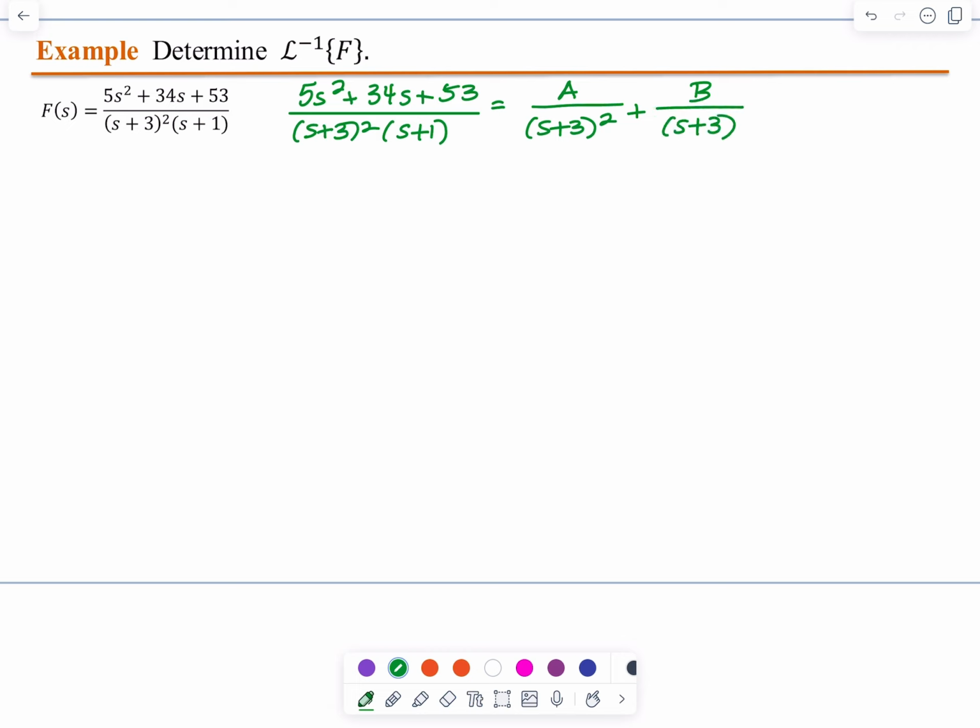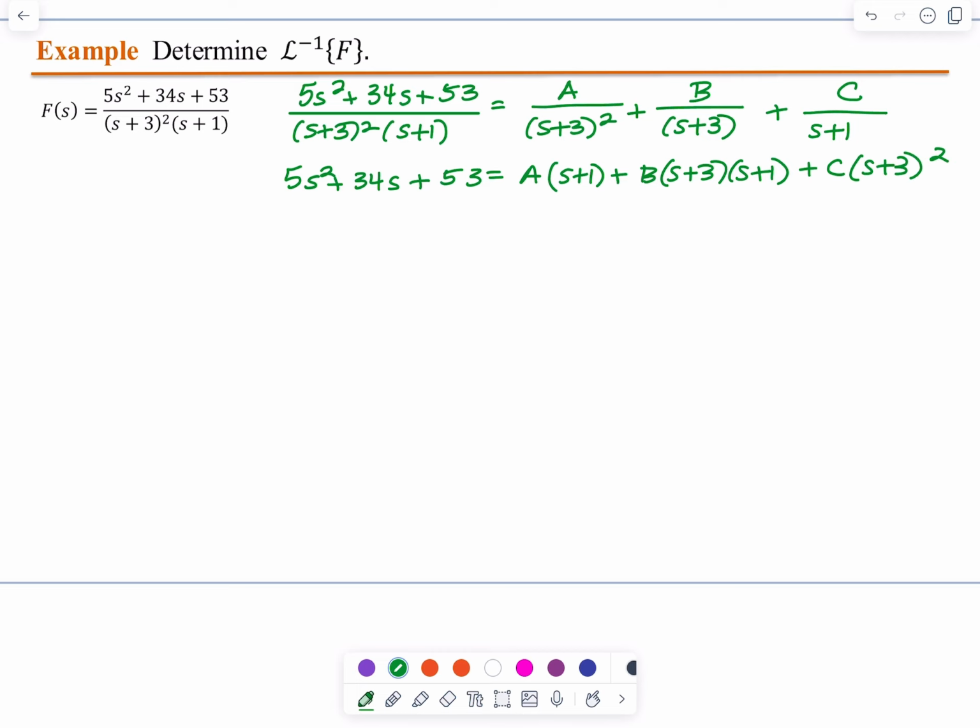We've taken care of that repeated linear factor, and c divided by s plus 1. Now multiplying both sides by this denominator, we see that 5s squared plus 34s plus 53 is equal to a times (s plus 1) plus b multiplied by (s plus 3) times (s plus 1) plus c multiplied by (s plus 3) squared.